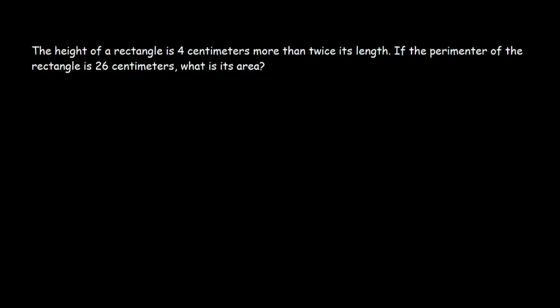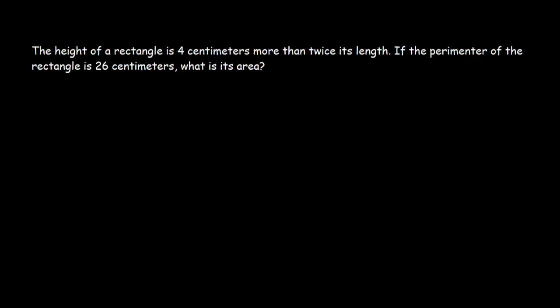In this video, I'll be explaining how to solve perimeter problems. Let's look at the example question. The height of a rectangle is 4 centimeters more than twice its length. If the perimeter of the rectangle is 26 centimeters, what is its area?